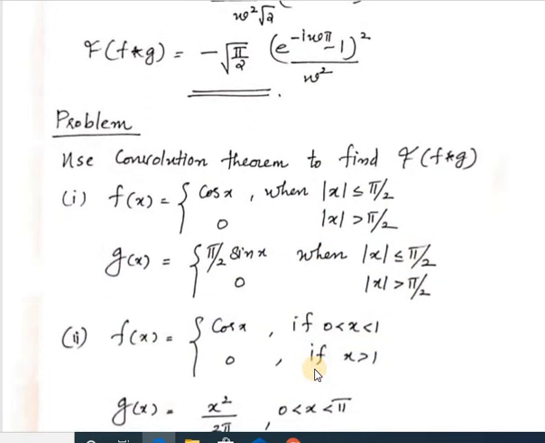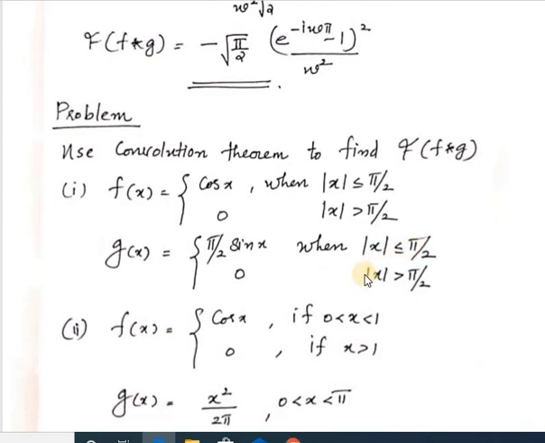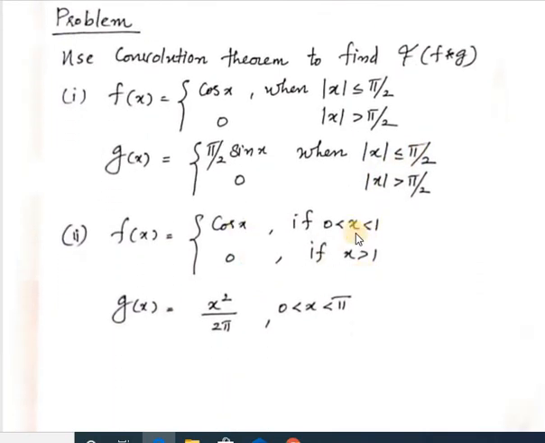That is first one, f of x is cos x, limit mod x less than or equal to pi by 2, means x varies from minus pi by 2 to plus pi by 2. And g of x is pi by 2 sin x, mod x less than or equal to pi by 2, means x varies from minus pi by 2 to plus pi by 2. Then f of x is cos x from 0 to 1, and g of x is x square by 2 pi, 0 to pi.